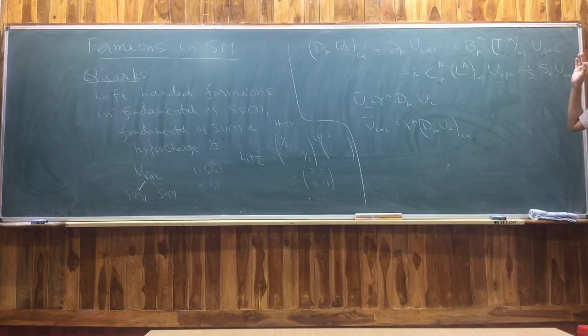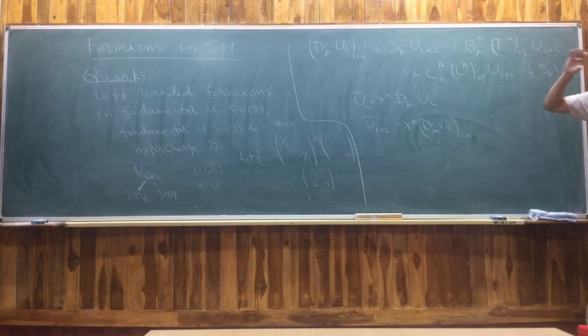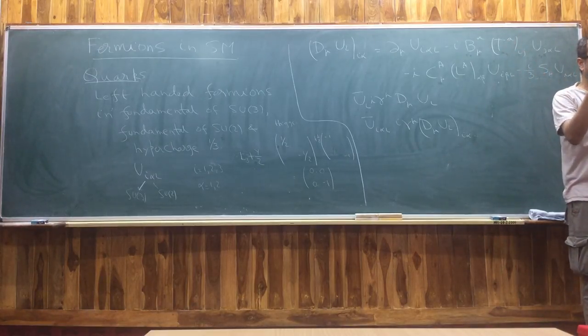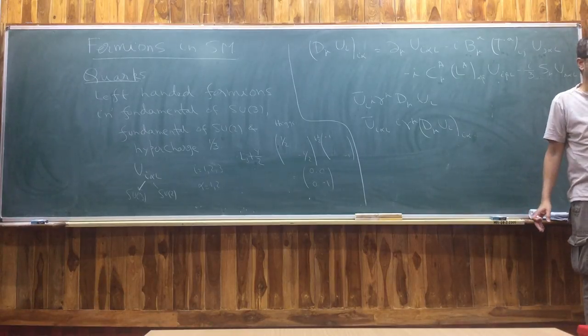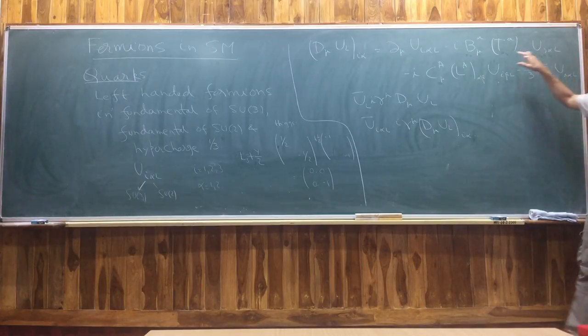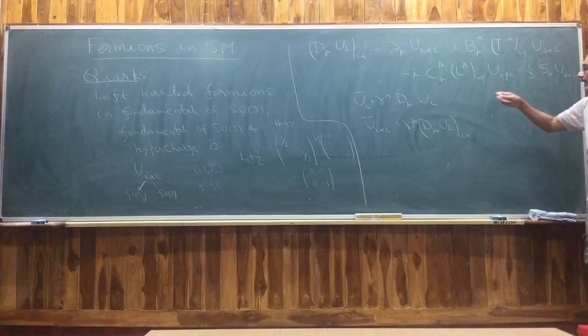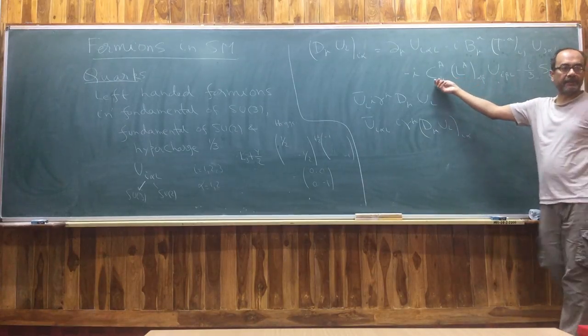Another way of thinking of this is that T^A you have to think of as a matrix in the SU3, in the 3 by 3 space, and identity in the alpha beta space. So T^A alpha beta basically means it's T^A_{IJ} times delta alpha beta. The delta alpha beta I have just explicitly evaluated, so that this index is the same as that index. The same is true here. This is an SU2 gauge field.